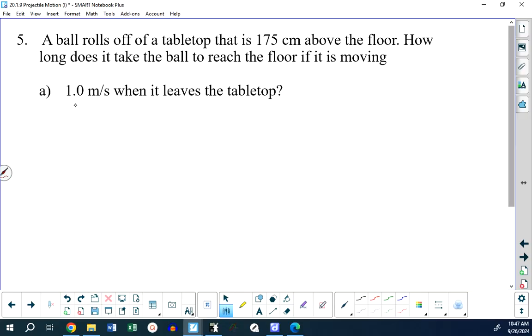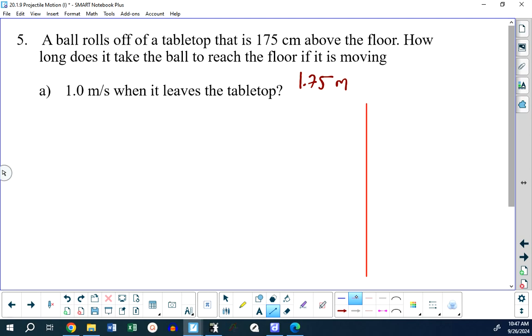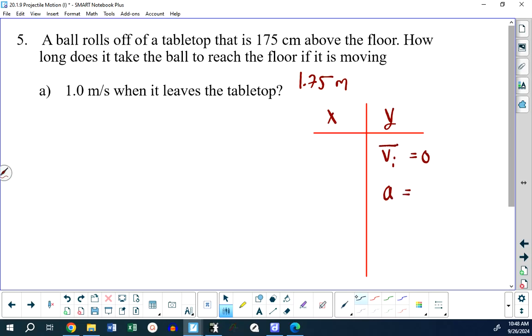A ball rolls off of a tabletop that is 175 centimeters above the floor. How long does it take the ball to reach the floor if it was moving at 1 meter per second when it left the tabletop? What does this look like in terms of, speaking of tables, a horizontal and a vertical table? Well, VI is 0. A is negative 9.81. D is negative 1.75.